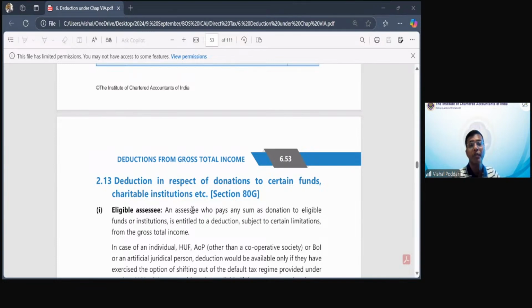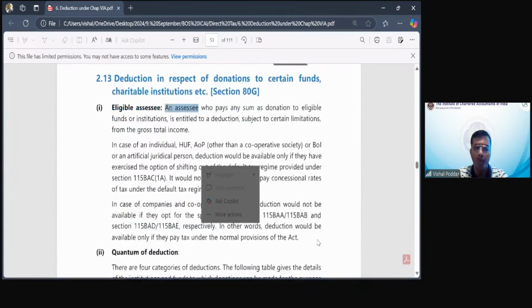However, G for God, and God is for all. So this section is the first section which gives deduction to all assessees. You may be an individual, you may be a company, you may be a partnership firm, you may be a HUF, anybody. So God is for all. So the deduction is also for all.